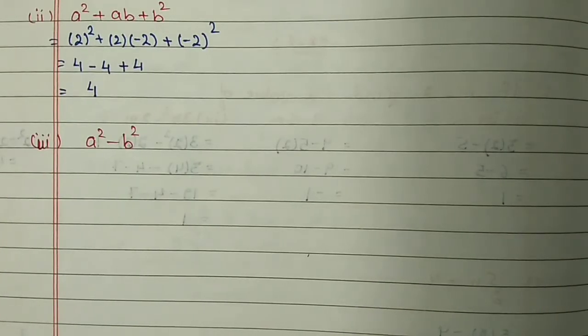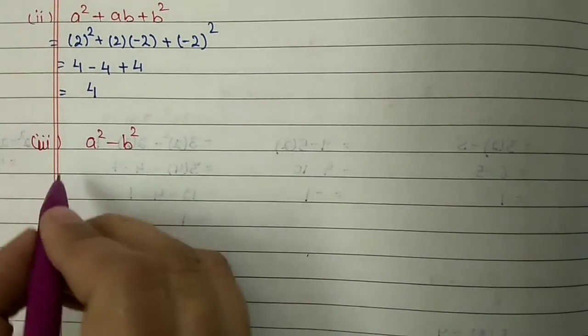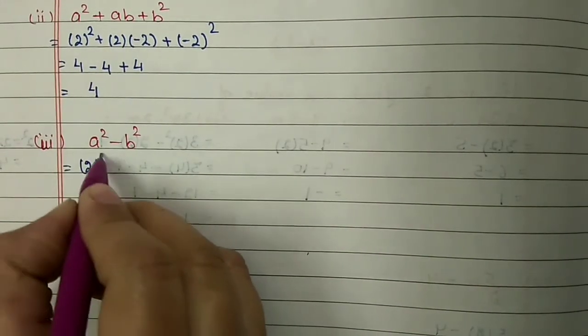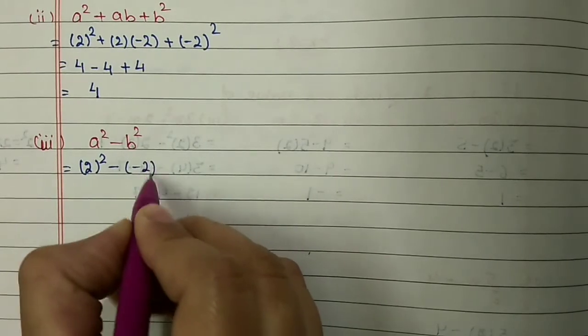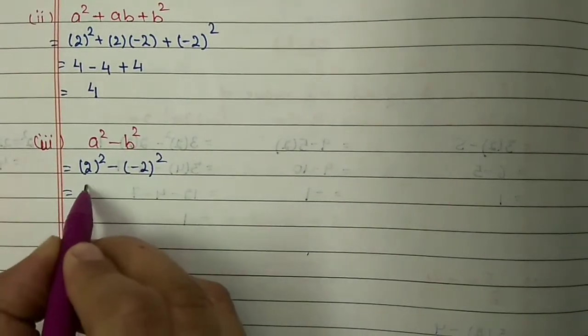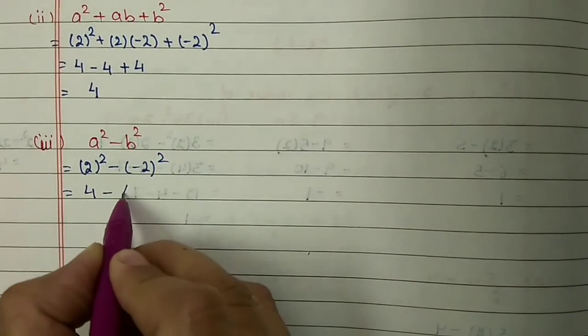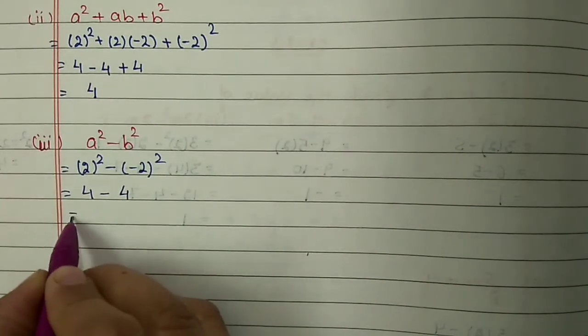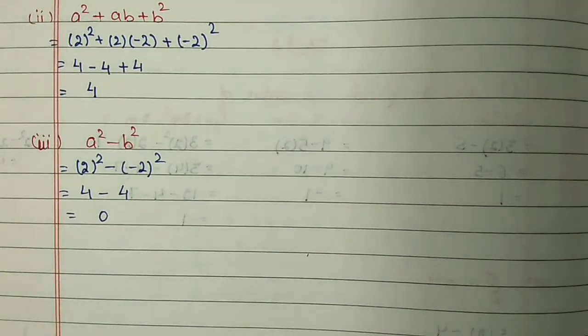Next, third part, a square minus b square. A value is 2 and b value is minus 2. So 2 square is 4 and minus 2 square is also 4. So 4 minus 4, we will get 0 as the answer.